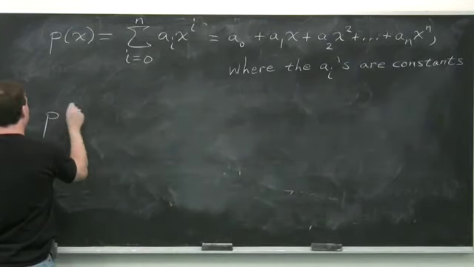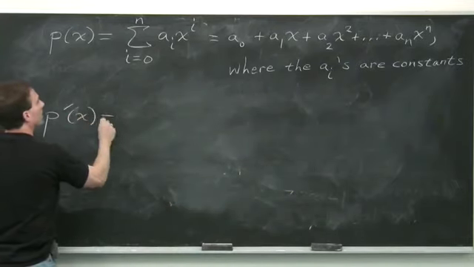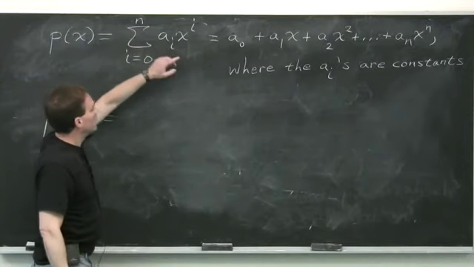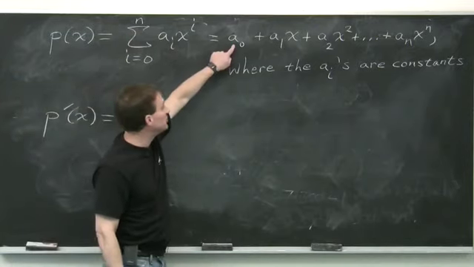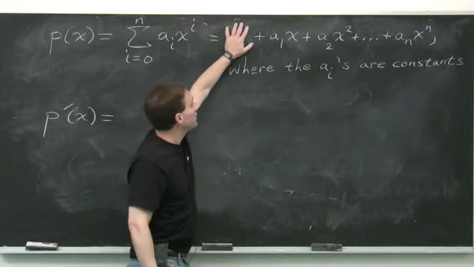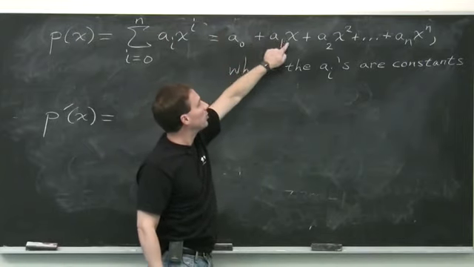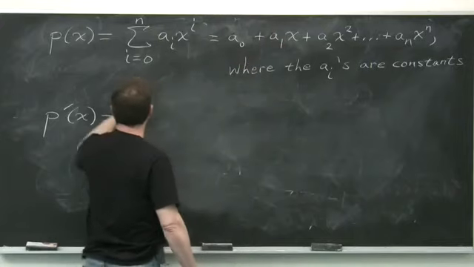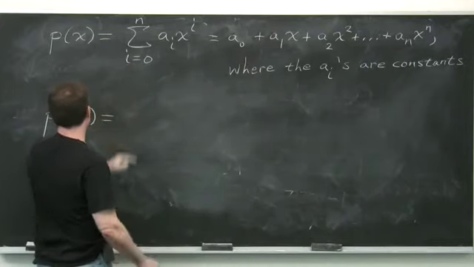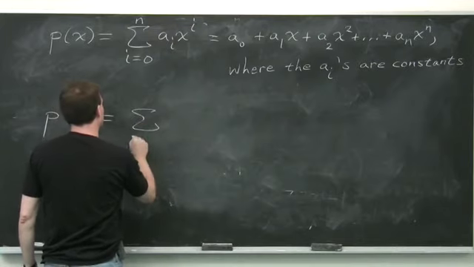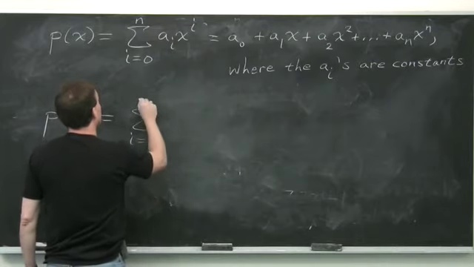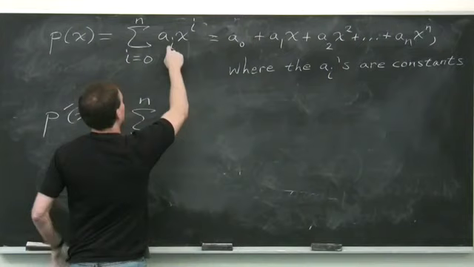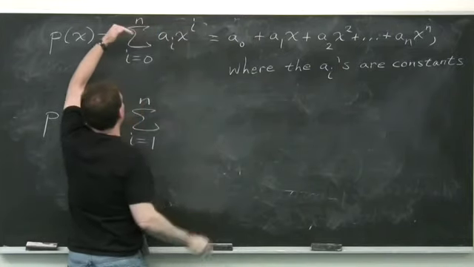The derivative of this general polynomial: the derivative of this constant term will be 0. And then the derivative of this term will be a sub 1 times the derivative of x, which is 1. So you'll get an a sub 1. So our indexing, the i is called an index, will start at 1. It's the sum as i goes from 1 to n of, you can just look at each term.